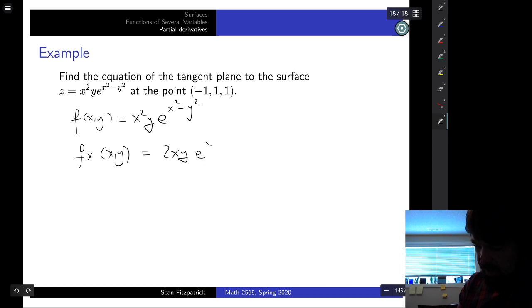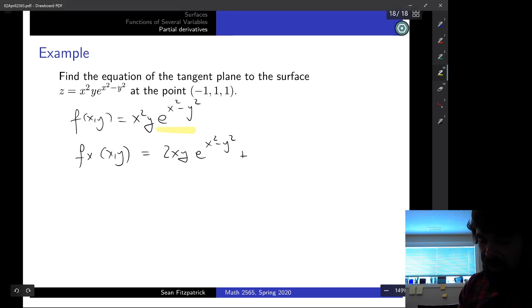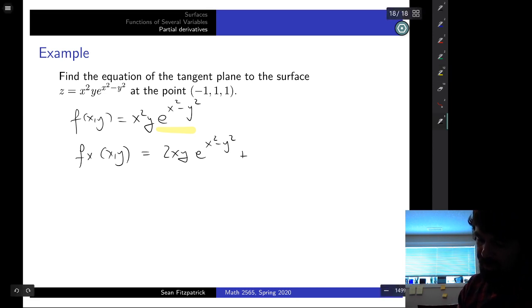2xy e to the x squared minus y squared, and I get another term. Derivative, so now I've got to take the derivative of the exponential, right? When I take the derivative of this part, I'm going to get the exponential again, and then the derivative of the exponent is 2x. So 2x times that x squared y, I get 2x cubed y e to the x squared minus y squared.